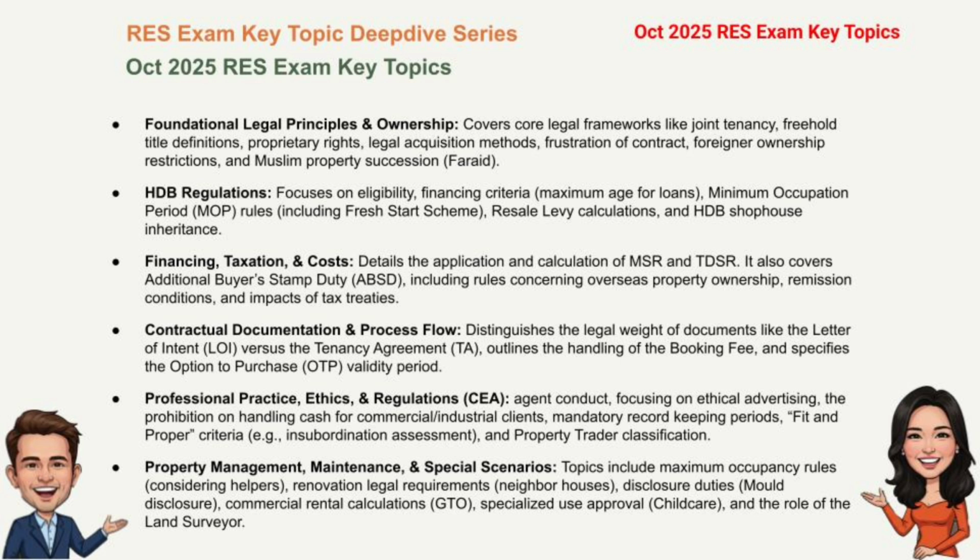Absolutely. And remember, just knowing the definitions isn't quite enough. The real skill, what makes a great agent, is connecting the dots. Connecting the dots. Yeah, like, how does that HDB MOP rule we talked about impact a couple's ability to get ABSD remission later when they upgrade to a condo? Thinking about how HDB rules affect tax rules, or how loan limits, TDSR, affect contract negotiations. That synthesis is what you're aiming for.